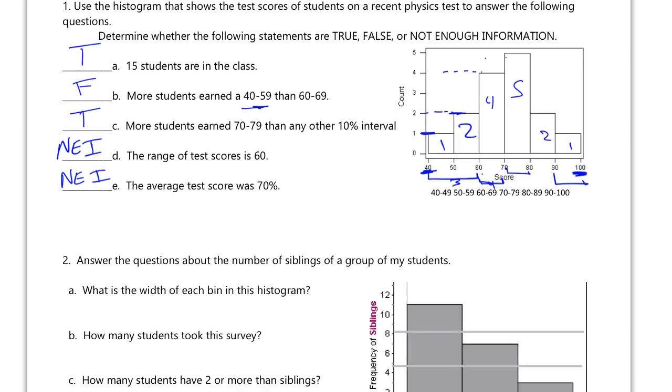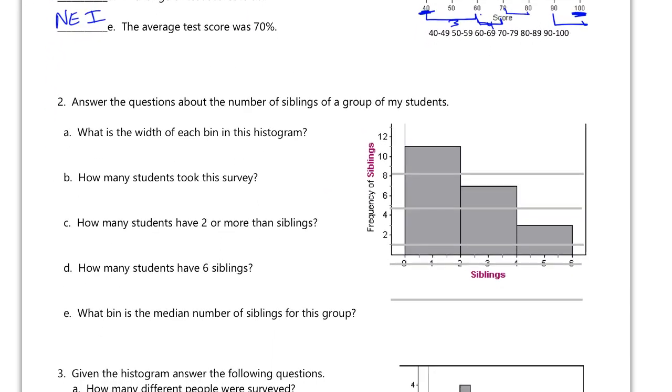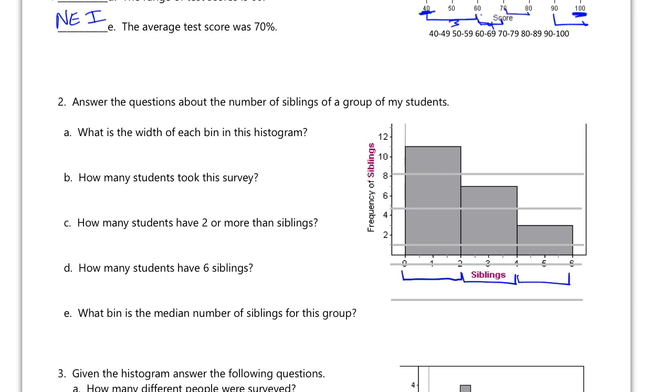All right, let's take a look at number 2. This one's about the number of siblings in a group of students. I don't know what happened with all these extra gray bars going across here, but we've got how many siblings they had, and how many students had that number of siblings. One thing before we look at this: this first bin is 0 to 2, and then 2 to 4, and then 4 to 6.